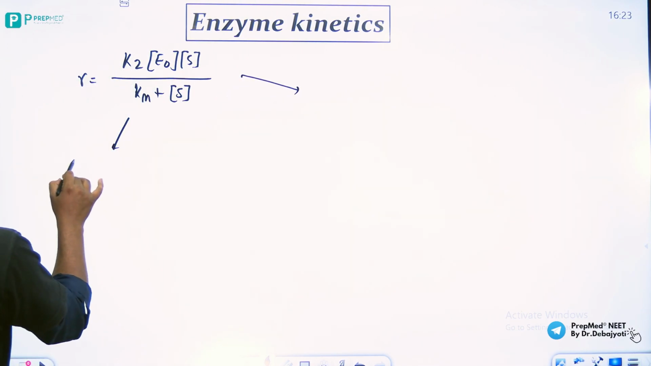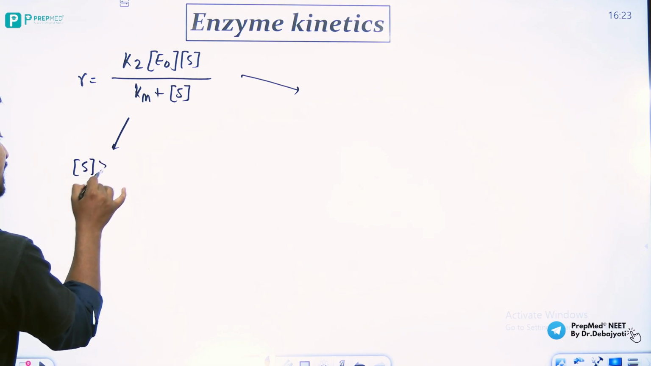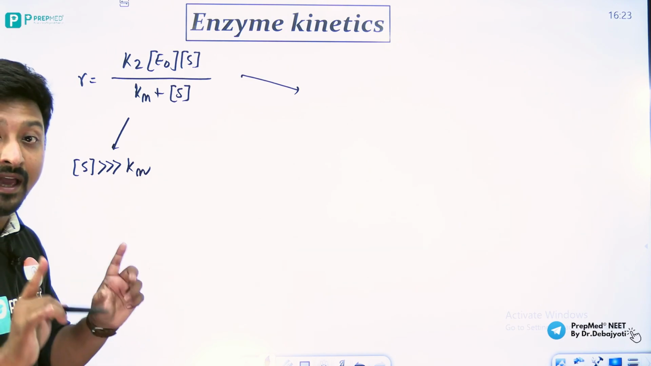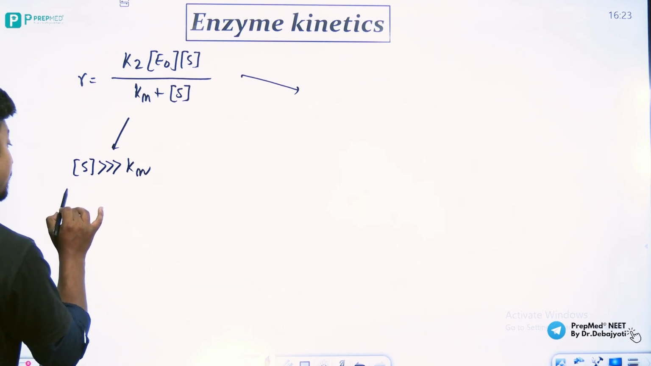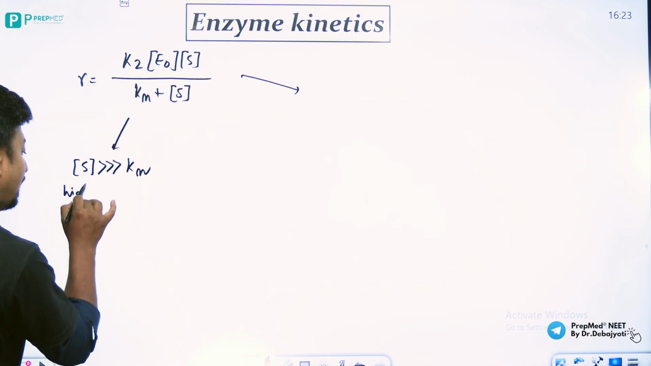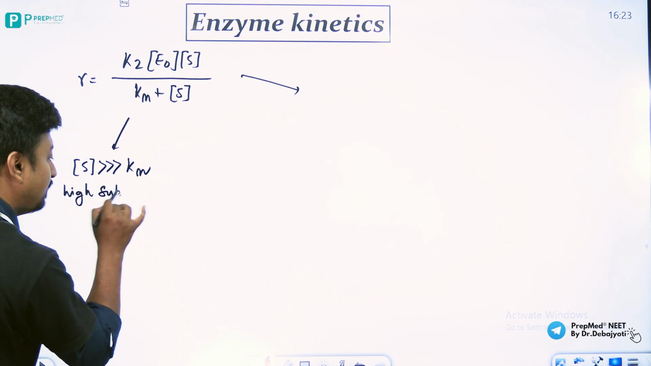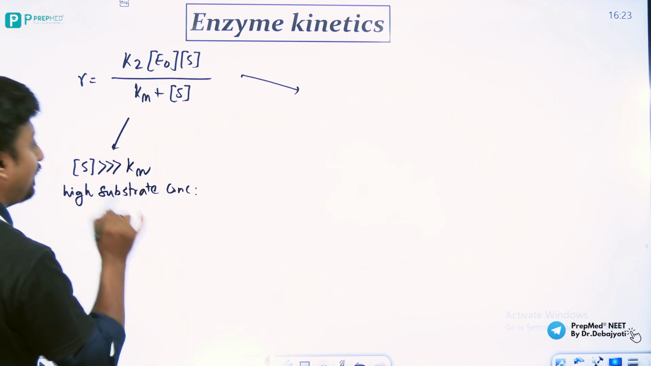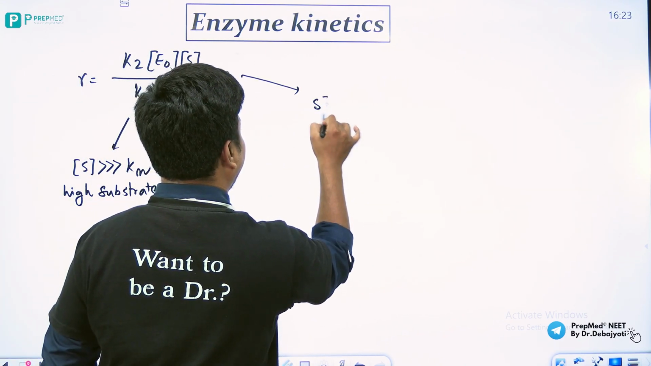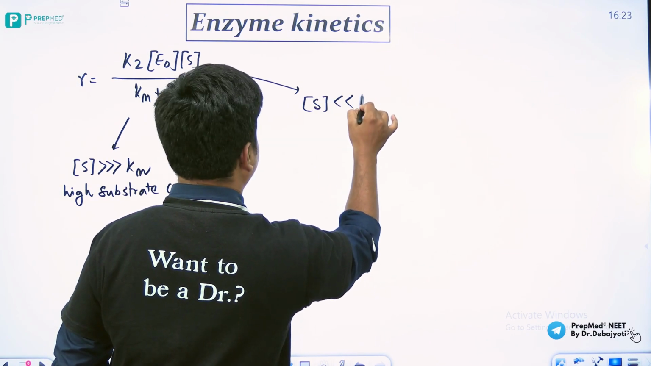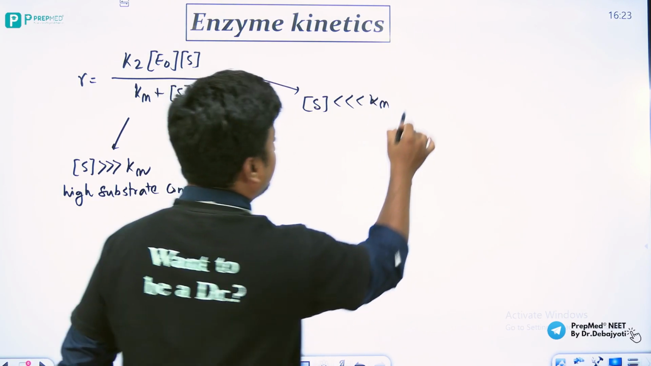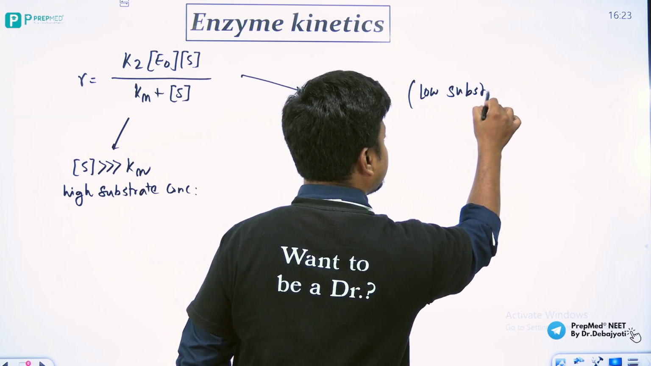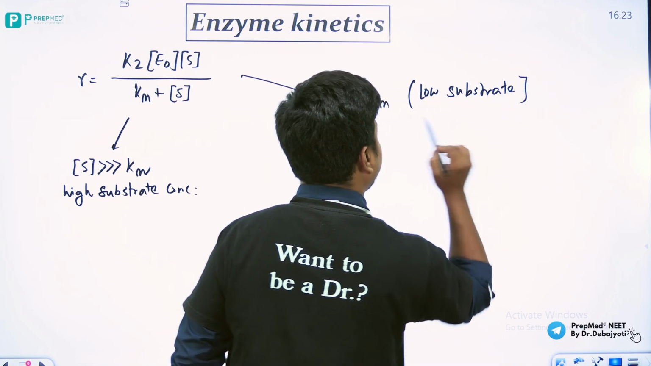In one case, S is very, very much greater than Km. That means high substrate concentration. And in another case, substrate is very, very much lesser than Km, which is low substrate concentration.